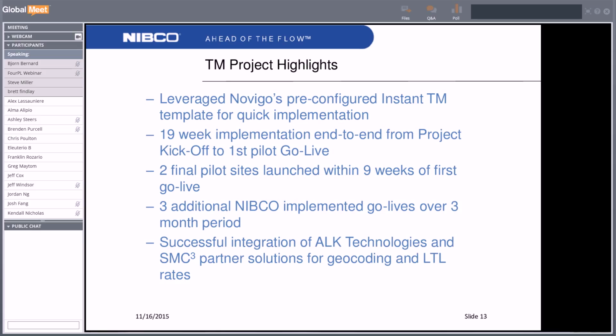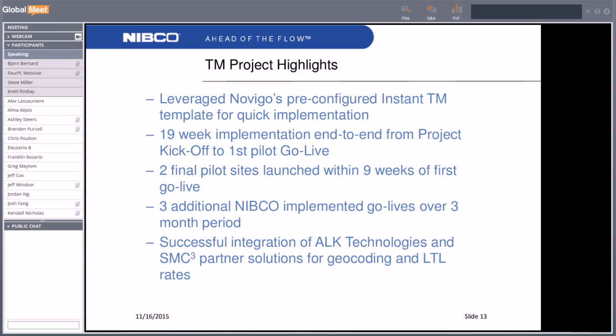The Novigo resources were actually rotated off the project by then, so they were not on site for the two go lives, but we were able to activate their content and begin using the system at these sites within 9 weeks of the first pilot go live. So we had 3 facilities up and running on transportation management within 28 weeks of starting the project.